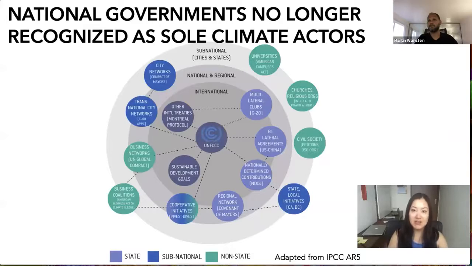Now we have multilateral clubs, for example, and we also have companies working in transnational climate initiatives such as CDP and We Mean Business. You have transnational city networks, networks of cities all around the world that are committing to their own climate change targets and voluntarily submitting their own climate action. So the picture looks much more complicated, or in the words of Eleanor Ostrom, polycentric, with multiple nodes of climate action.